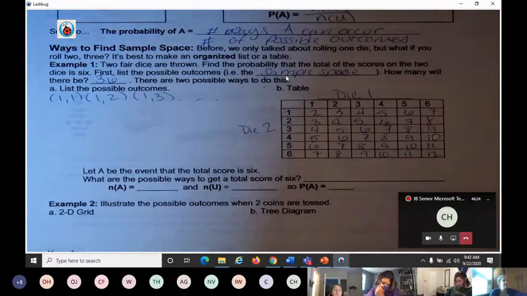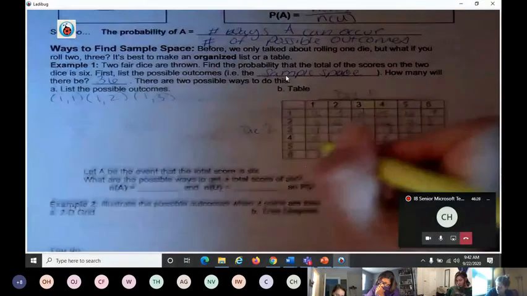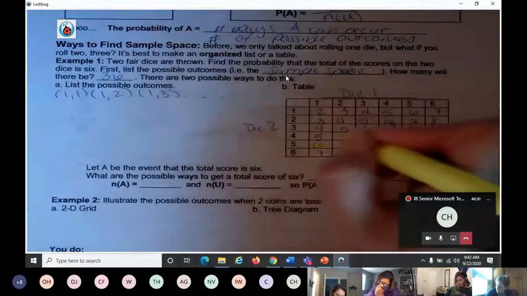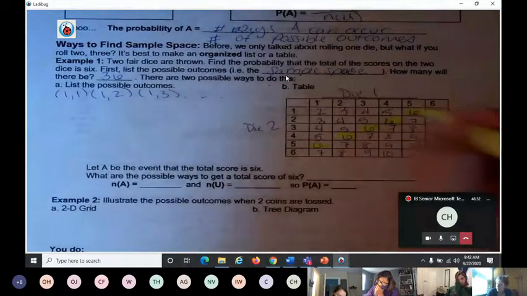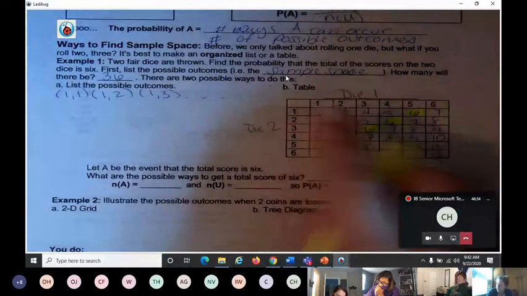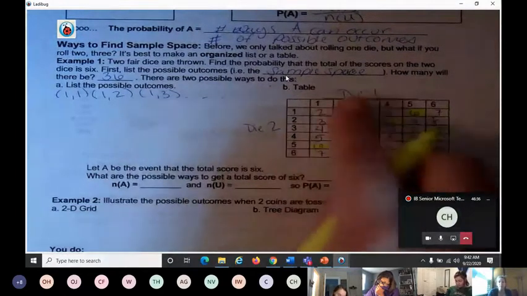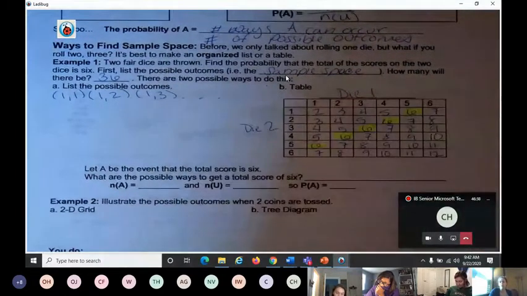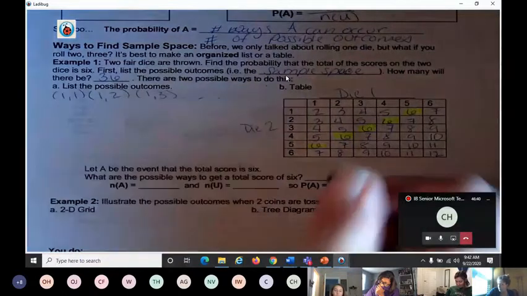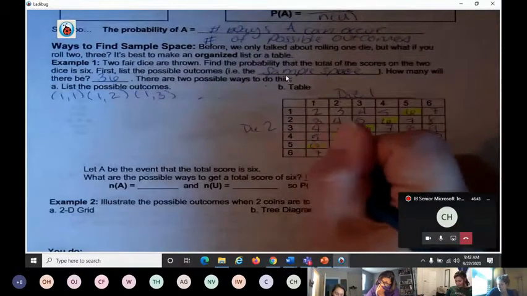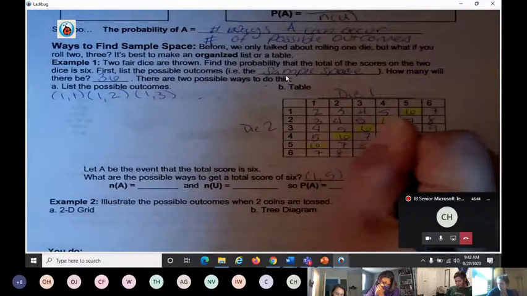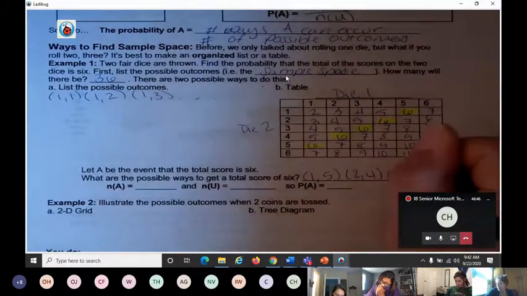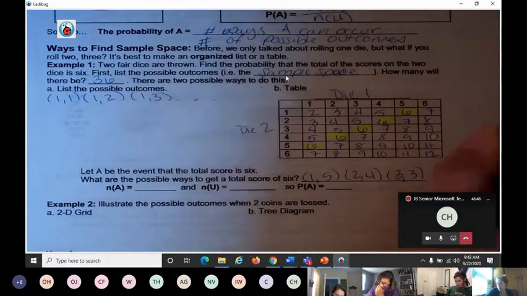And we can find all the ways we can get 6. So we highlight all the squares where we have 6s. And we see that 5 and 1, 4 and 2. Okay, we could figure out all the possible ways and we can write them down. We have 1 and 5, 2 and 4, 3 and 3, 4 and 2, and 5 and 1.